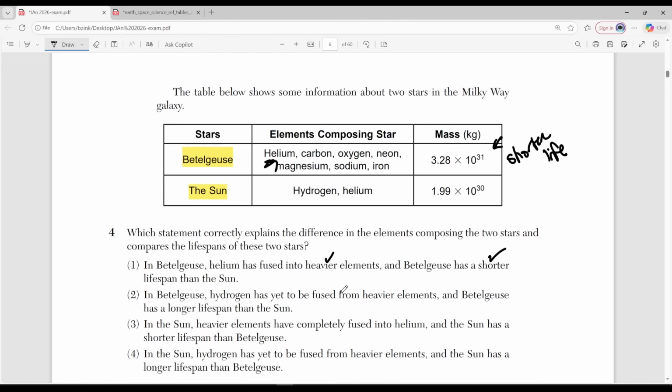So this is wrong. In the sun, heavier elements have completely fused into helium. No. See, the sun still has hydrogen, so that's wrong. And then in the sun, hydrogen has yet to be fused from heavier elements. That's wrong because it starts as hydrogen. So that was pretty easy, honestly. I would say this is honestly like a 2 out of 10 difficulty.